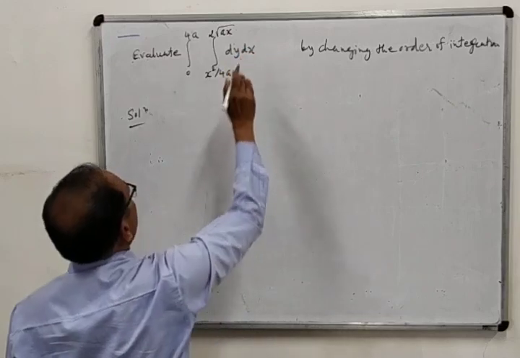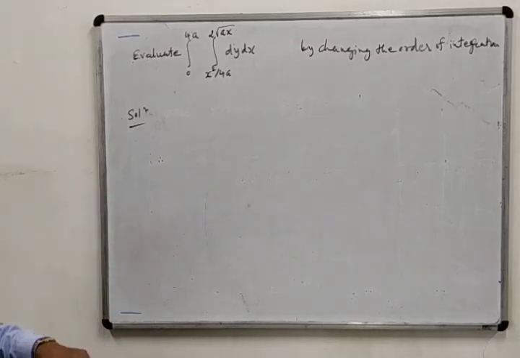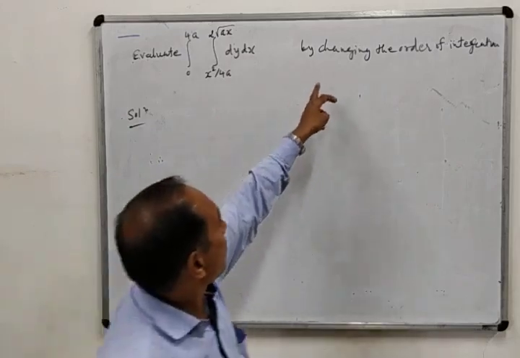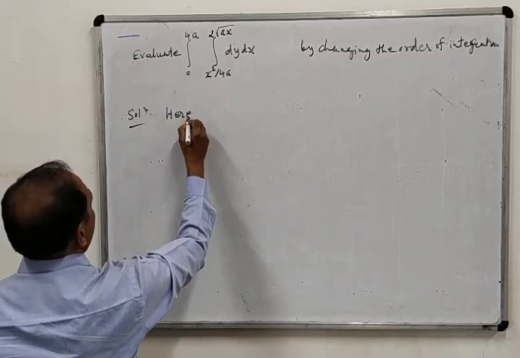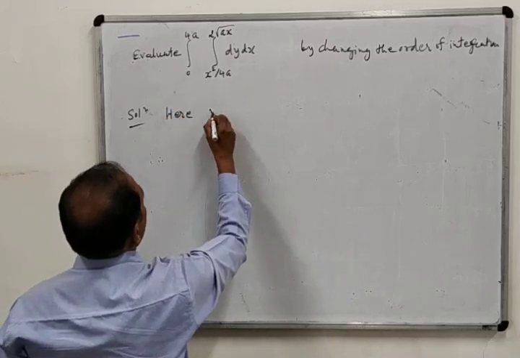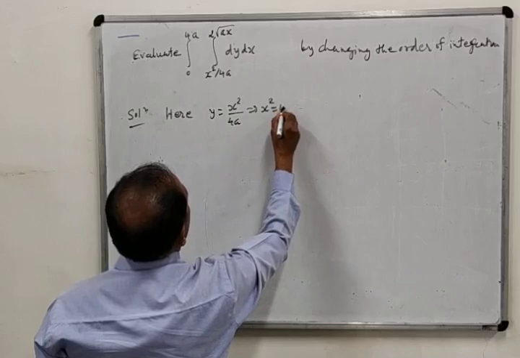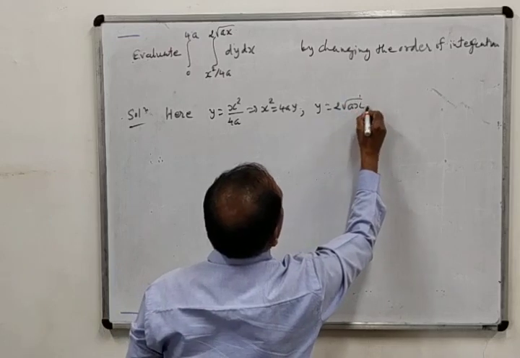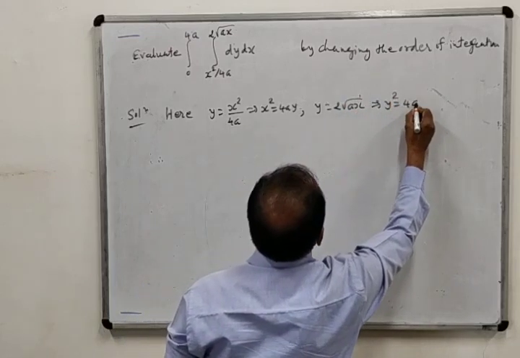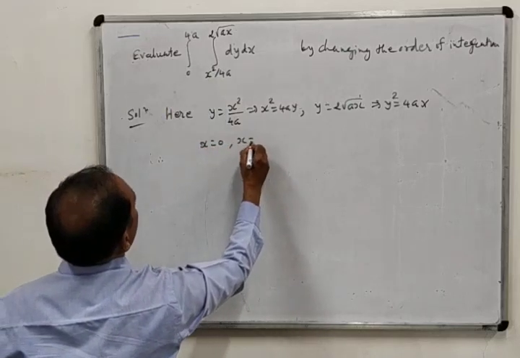Here you can see that no function is there, so it is better to solve it directly with respect to the original problem. Directly you can solve without doing anything, but here the question asks us to find the solution by changing the order of integration, so we must follow the procedure. Here this is the limit y equal to x square upon 4a. This implies that x square equal to 4ay, and the second equation is y equal to 2 root ax, which implies that y square equal to 4ax. These are the limits x equal to 0 and x equal to 4a.